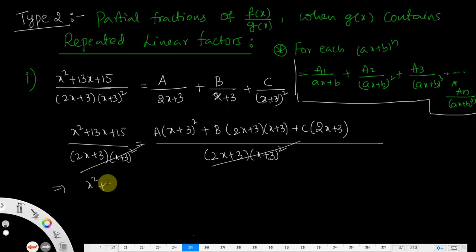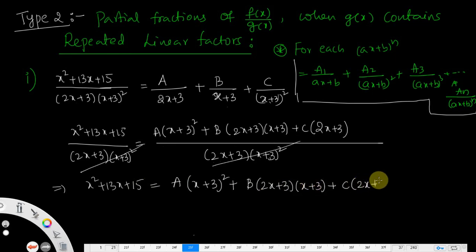So x square plus 13x plus 15, we write directly as the numerator. This is the major step of the given expression for finding the values of A, B, C. Taking the LCM part is most important for any problem in this chapter. So in this, A into (x plus 3) whole square plus B into (2x plus 3) into (x plus 3) plus C into (2x plus 3) is equal to x square plus 13x plus 15.